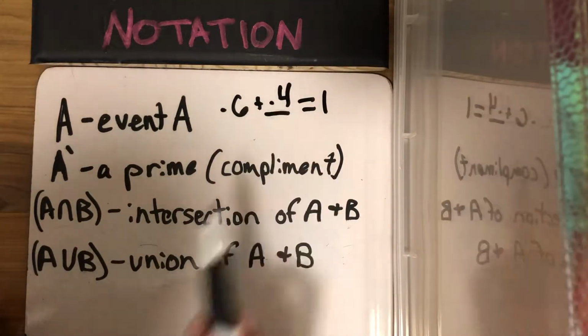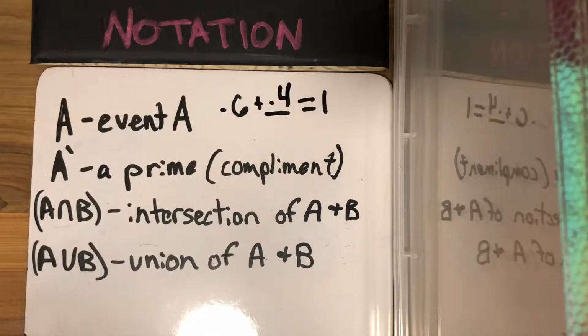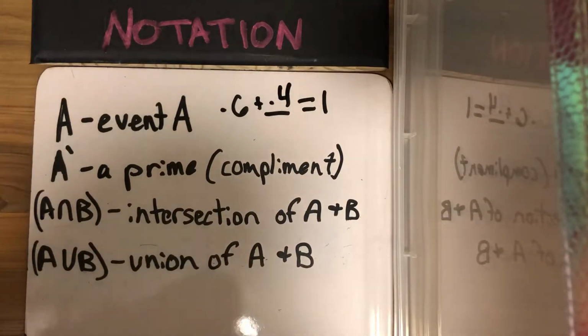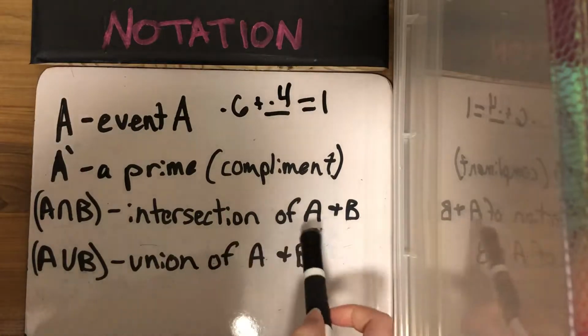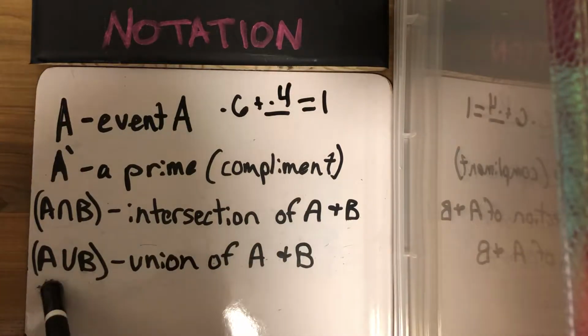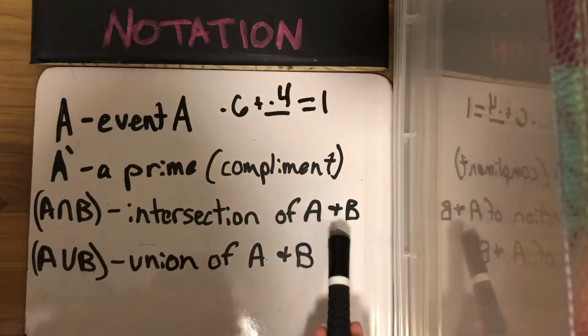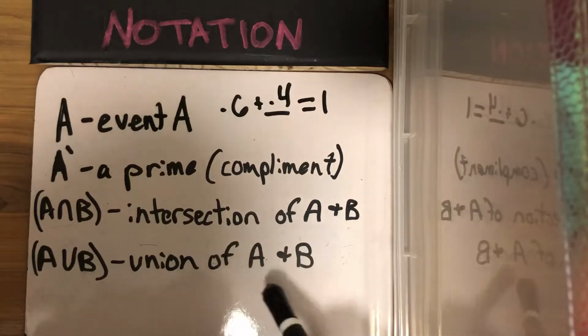Down here, we have A intersect B, and that is the intersection of events A and B. And then we have the union of A and B, which is the union of events A and B. And the intersection is A and B, and the union is A or B.